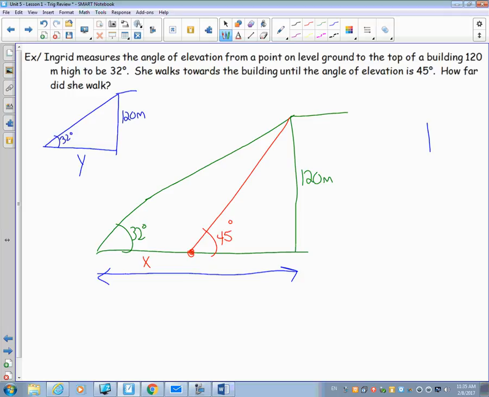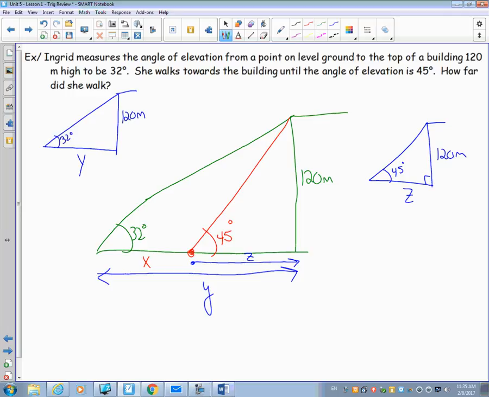We have a second triangle, 120 meter building still. She's closer now. This is 45, right? And we'll call this z, just from here. This is z. This is y. If I want to know how far she walked, all I really need to do is figure out the difference between how far she was at the beginning and how far she is at the end. So I can solve these two problems and figure out the difference between them.